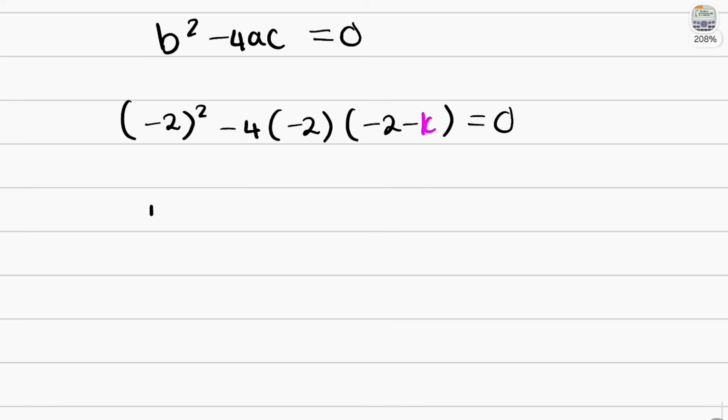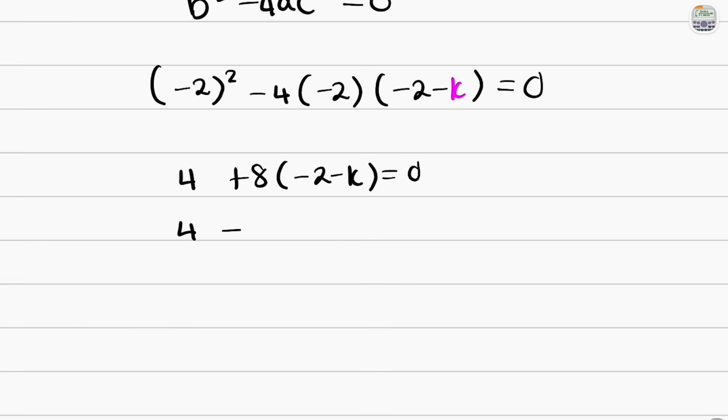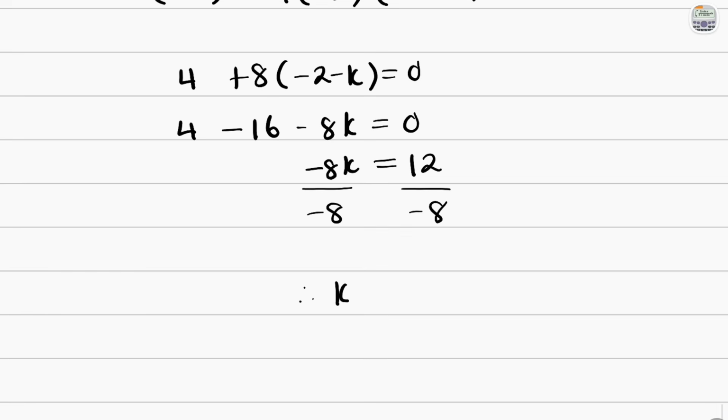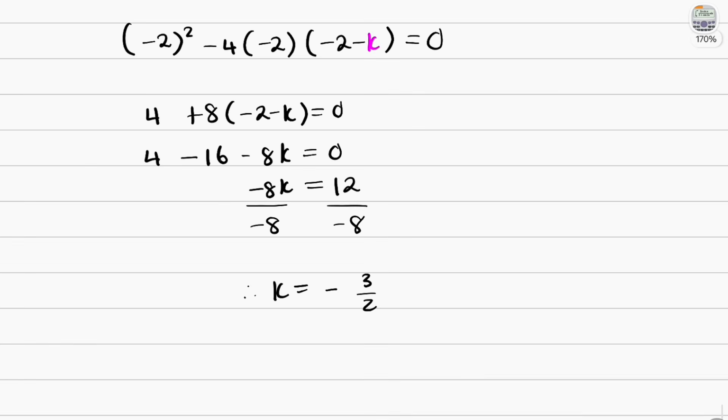So that gives us 4. We multiply and get positive 8. And then this is negative 2 minus k equals 0. Then 4 and multiply in. That's negative 16. That's negative 8k equals 0. So this is still negative 8k. And then if you subtract 4, 4 minus 16 is negative 12. But if you transpose negative 12, it gives you positive 12. Then divide both sides by negative 8. Therefore, k is equal to, they are both divisible by 4. So it's negative, but then 12 divided by 4 is 3, 8 divided by 4 is 2. So k is equal to negative 3 over 2.